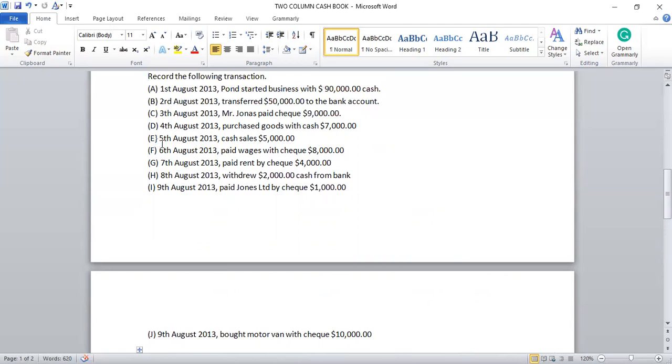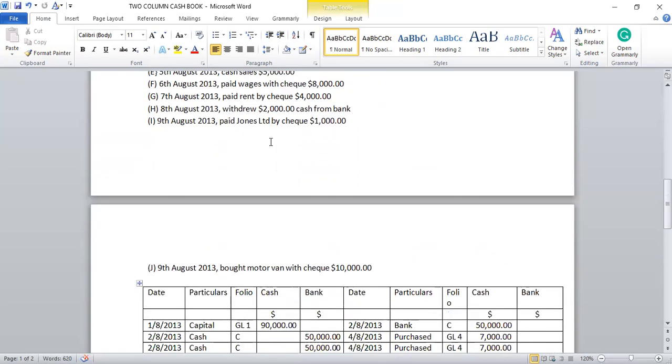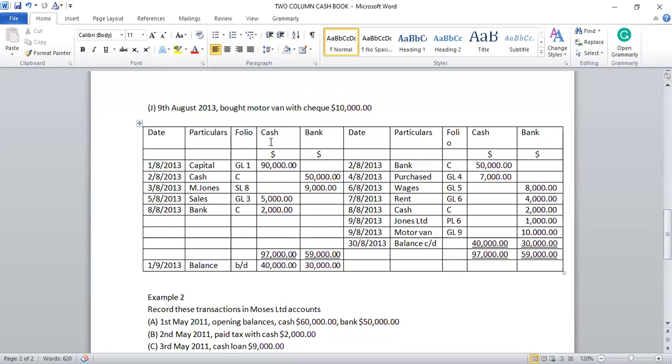The next, E, 5th August 2013, cash sales, $5,000. That's goods were sold and cash paid immediately. So it means that the cash account is going to be debited with $5,000, and the corresponding entry will go to the sales account. But we're only thinking of the cash account. So let's see how we enter it. Date 5th August 2013, particulars, sales, then folio is general ledger 3. That's where the sales ledger page can be found. So general ledger page 3, and the cash debited with $5,000.